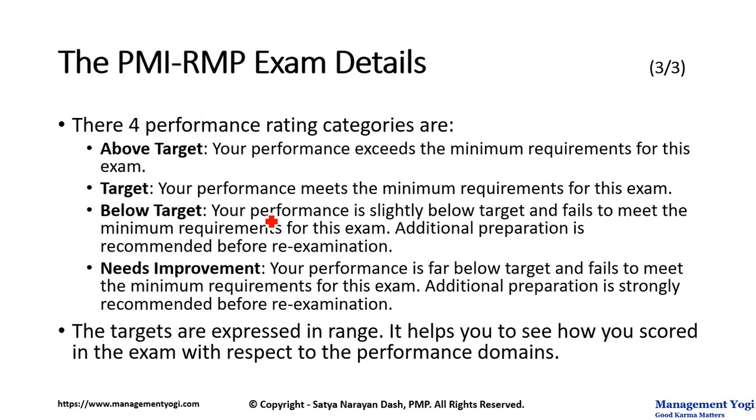Now, what are the 4 performance rating categories that I just mentioned some time before? They are above target, target, below target and needs improvement. Above target means your performance exceeds the minimum requirements for this exam. Target means your performance meets the minimum requirements for this exam. That is the RMP exam.